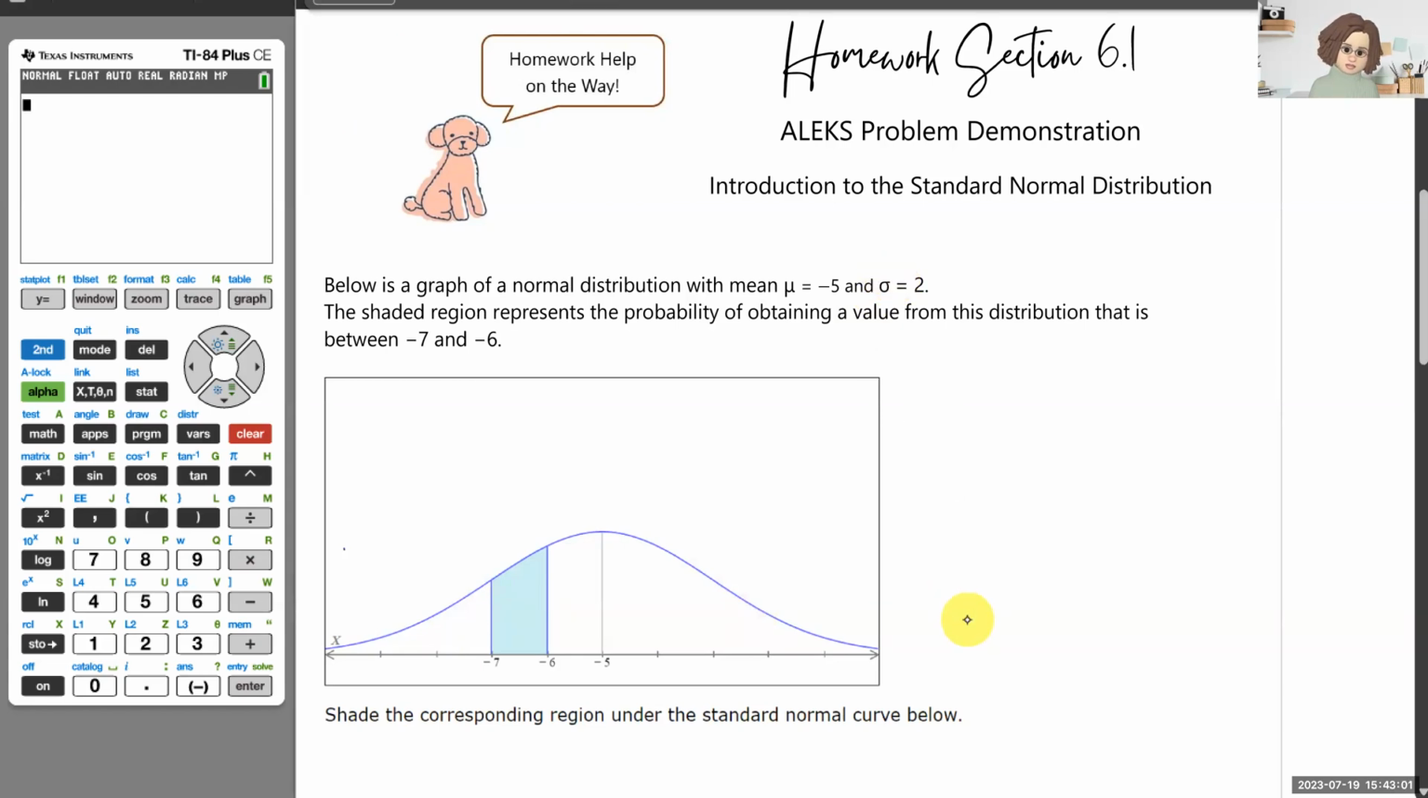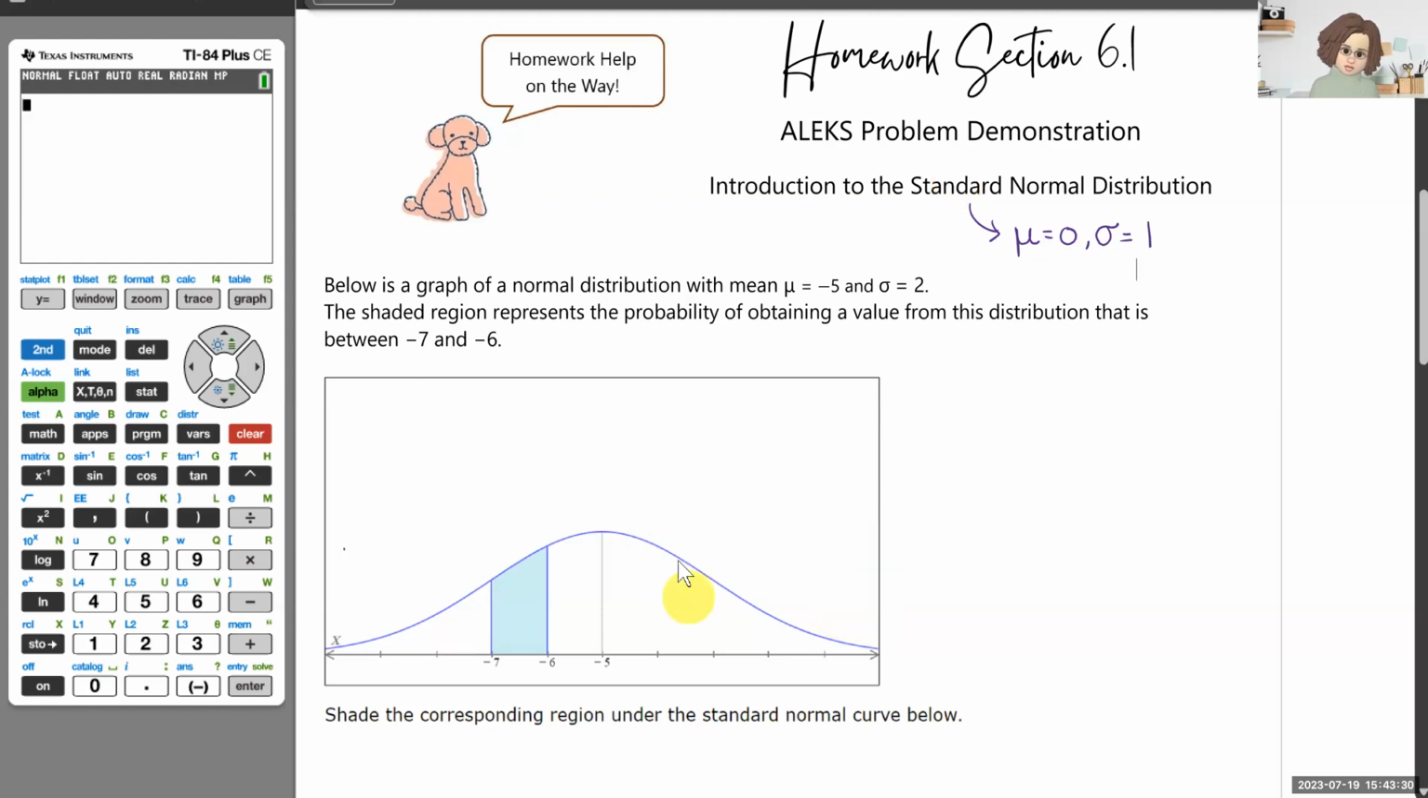So here is the idea. We would like to transform this graph into the standard normal distribution and then find out where that area would be on our new graph. So what we want to remember is standard normal is a special case of a normal distribution. What makes standard normal special is that its mean, mu, is 0 and its standard deviation, sigma, is 1.